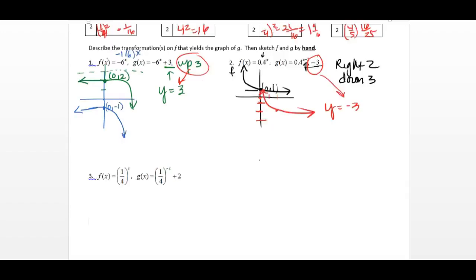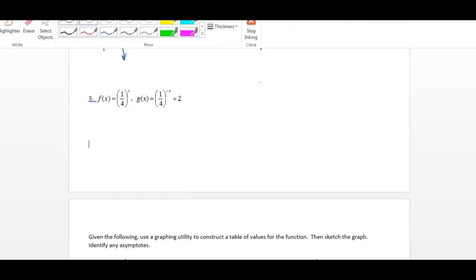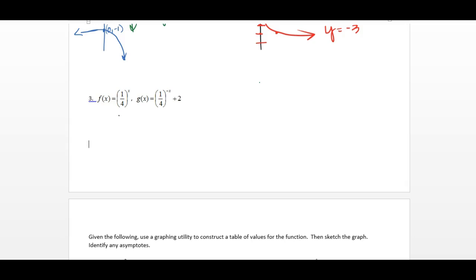Now let's try this one: 1/4 to the x power. It is a decay problem, and here's my f function. So look at my equation. What's going to happen? This -x is going to reflect it across the y-axis. So this way.